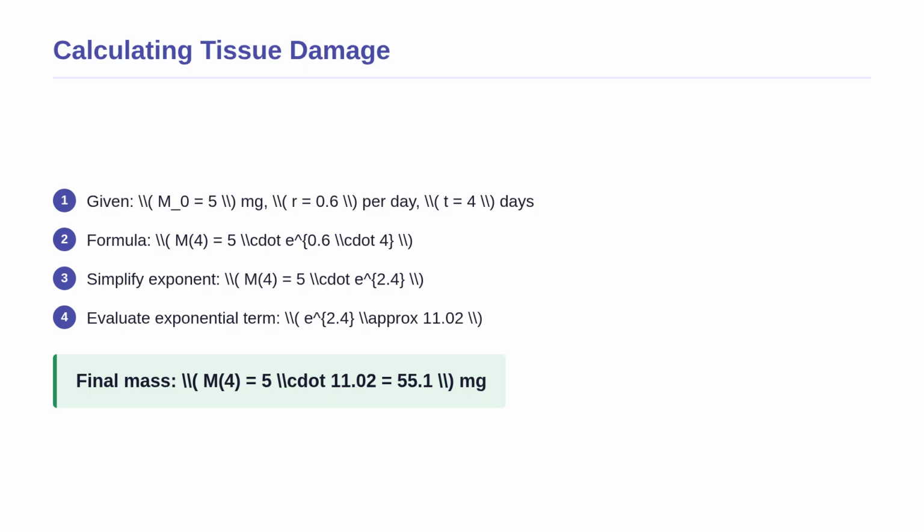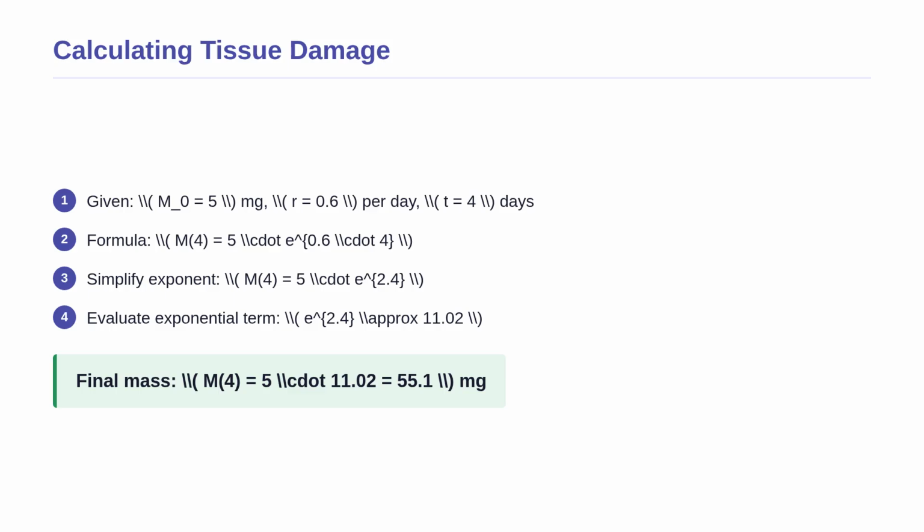Let us see this formula in action with a concrete example. Imagine a sheep with a small wound that becomes infested with blowfly larvae, causing facultative myiasis. We are given that the initial mass of the newly hatched larvae is 5 milligrams. The growth rate for this species in a warm environment is 0.6 per day, and we want to find the mass after 4 days. We substitute these values into our exponential growth equation.